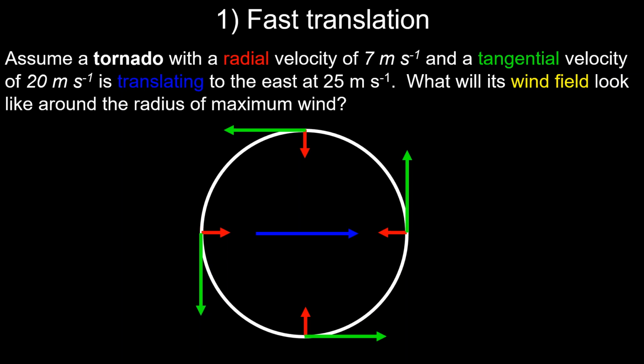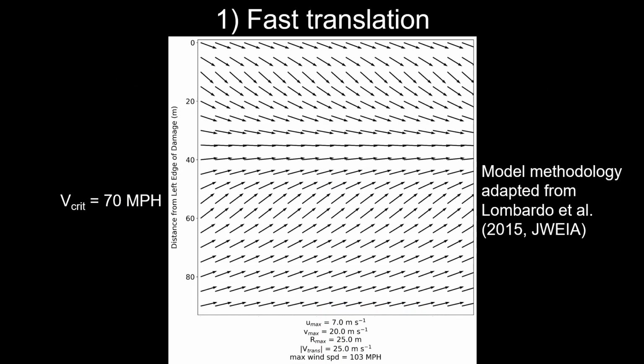If you vector add those three vectors at 4 different points along the radius of maximum wind, that's what your wind field would look like. In this case, this tornado or this vortex would not have a closed circulation in its wind field. Right? And if you take that vortex and you move it through, let's say, a cornfield or a forest, this is one potential damage pattern that could arise from that. So the first thing you'll notice is that, again, there's no tight circulation in the damage pattern, right?